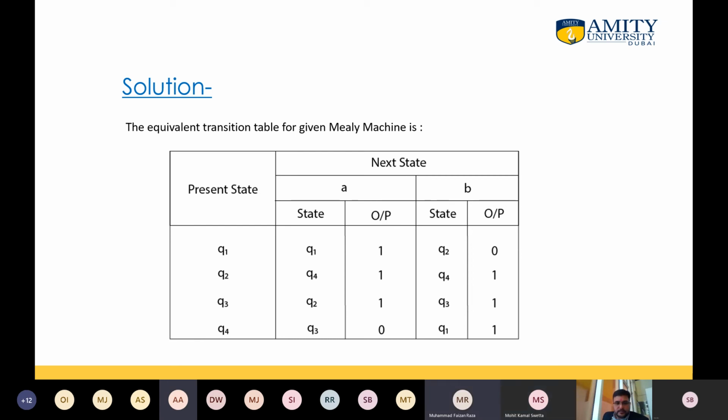Sir, I didn't understand why Q1 has a single output. Just check how many outputs are there for Q1.